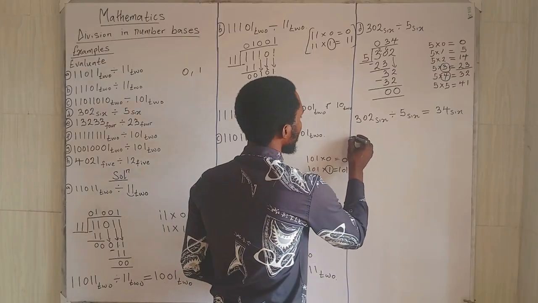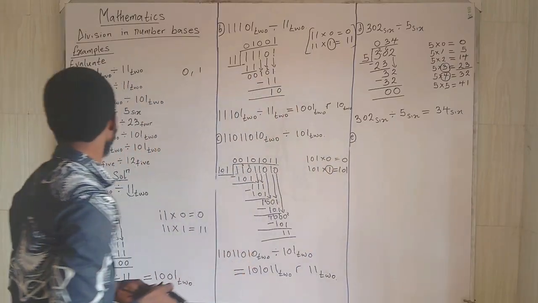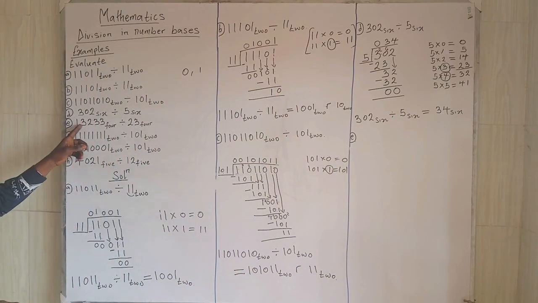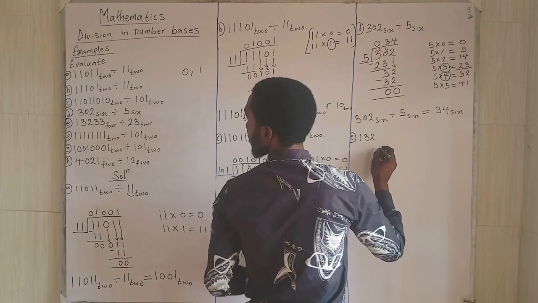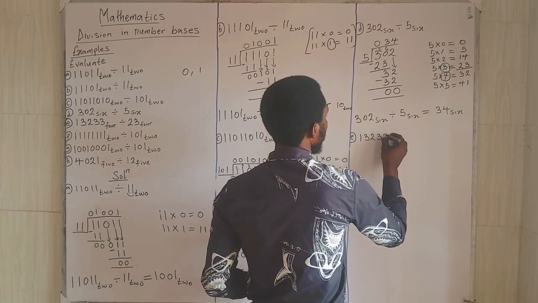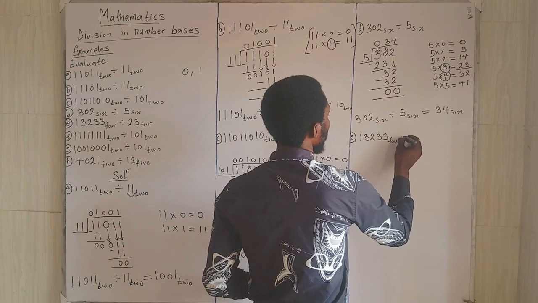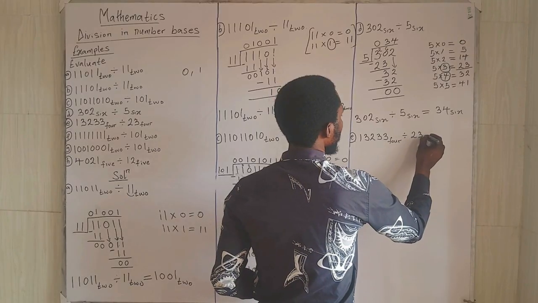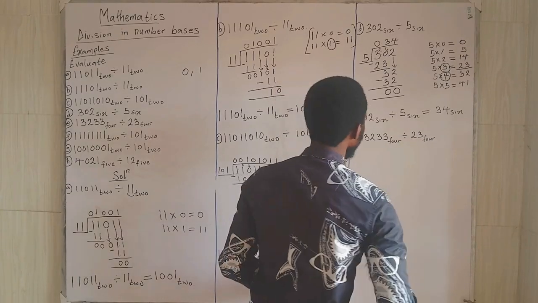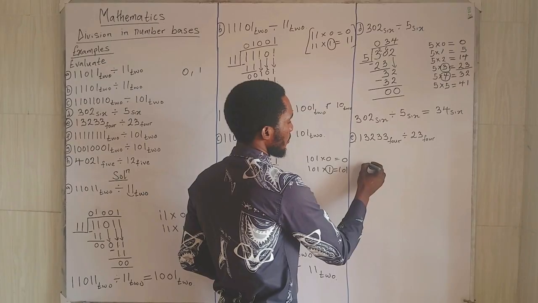The next example. 13233 base 4 divided by 23 base 4. The long division.